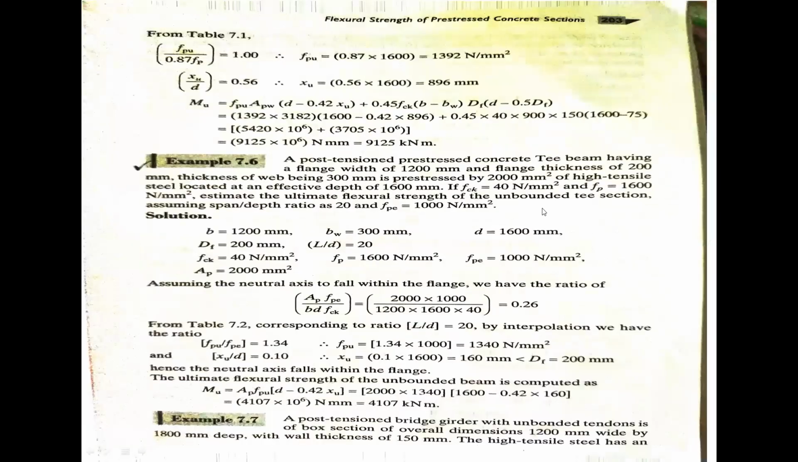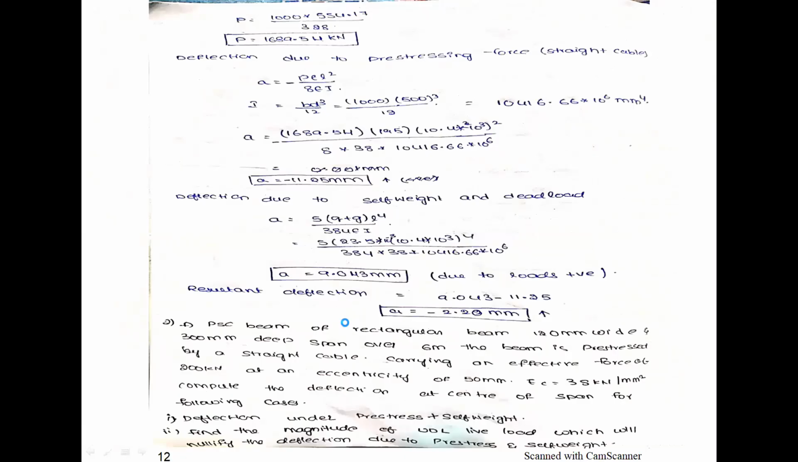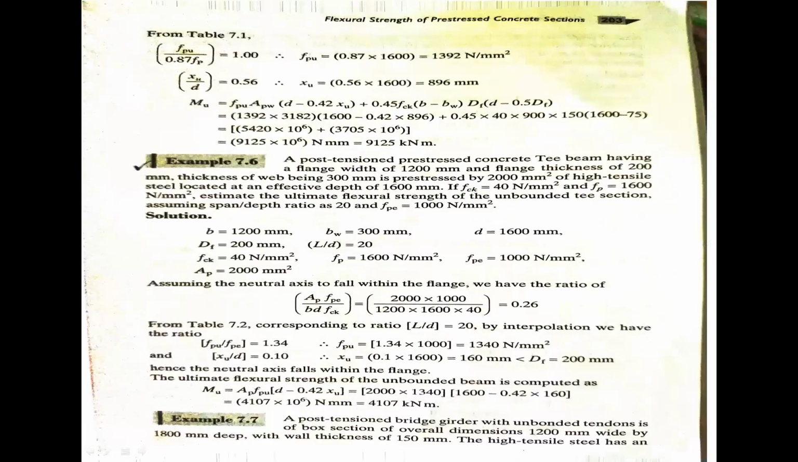For Table 7.2, neutral axis within the web. Depth of neutral axis 656 mm. Okay, depth of neutral axis 650 mm. For values greater than this, you finally have to estimate the neutral axis within the web. We have to calculate using this formula. Okay, using this formula, the moment of resistance. For neutral axis within the flange, you have to use this formula.